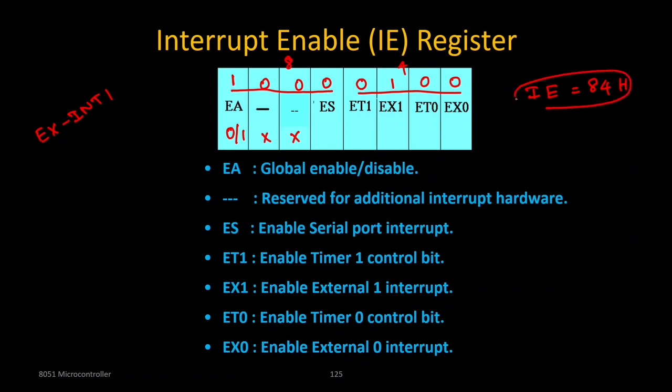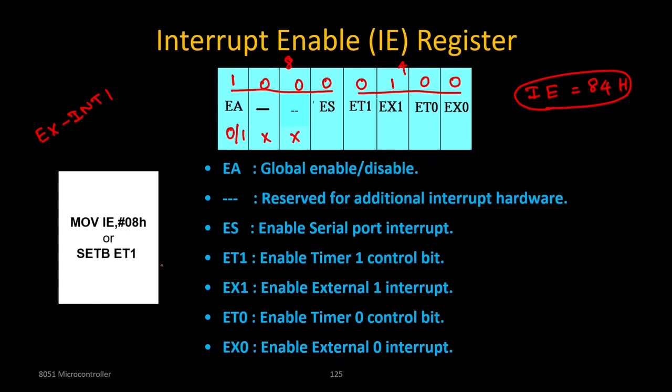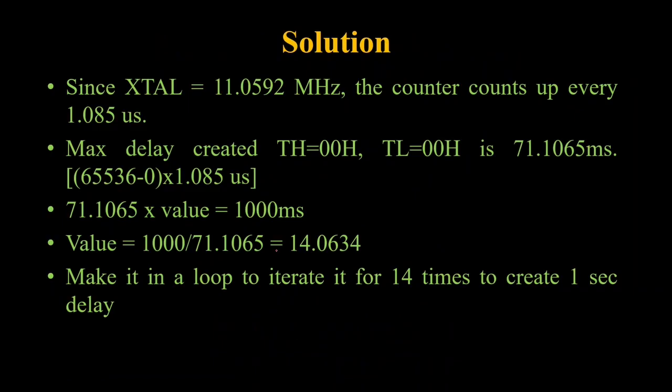So in order to make use of external interrupt 1, we have to configure the interrupt enable register to be 84H. We have seen these things already while discussing the control word in 8086 as well as the timer concepts. It is going to be the same. So this we have already discussed. Now in terms of the solution, we have one more problem.